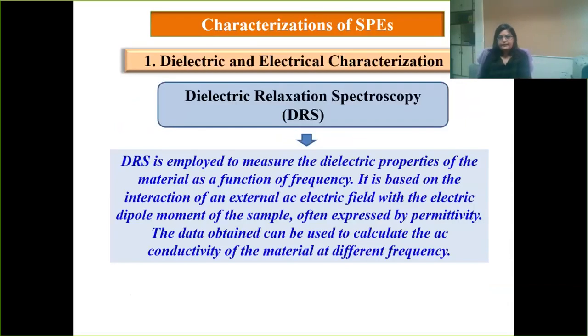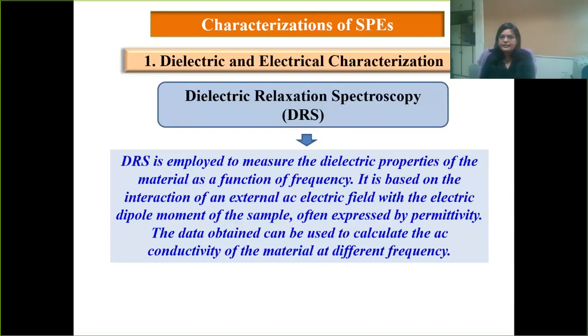In material sciences, a researcher should be aware that after processing the material, he should know what type of characterization he should perform. Actually, the selection of characterization techniques depends on which field he is focusing on, so it is very necessary. My main focus was on dielectric and electric characterization.